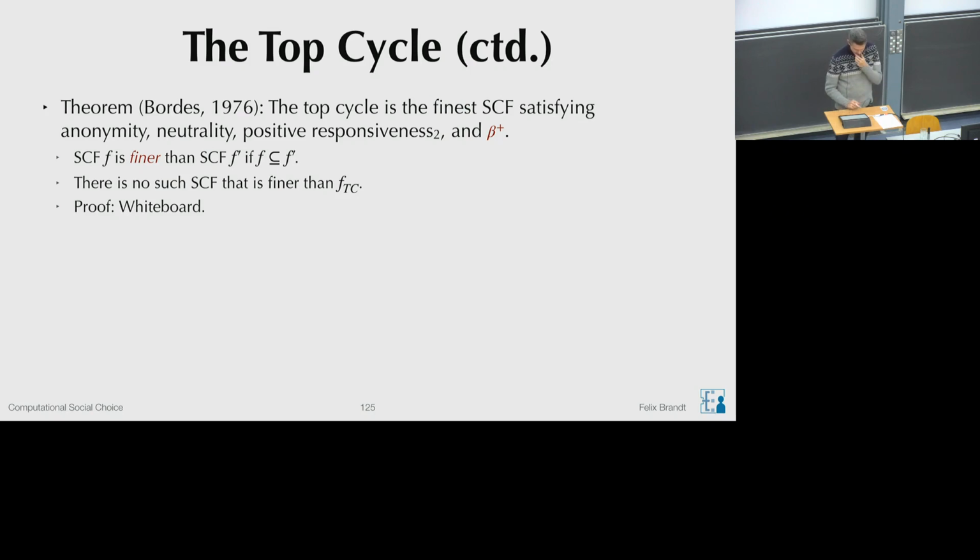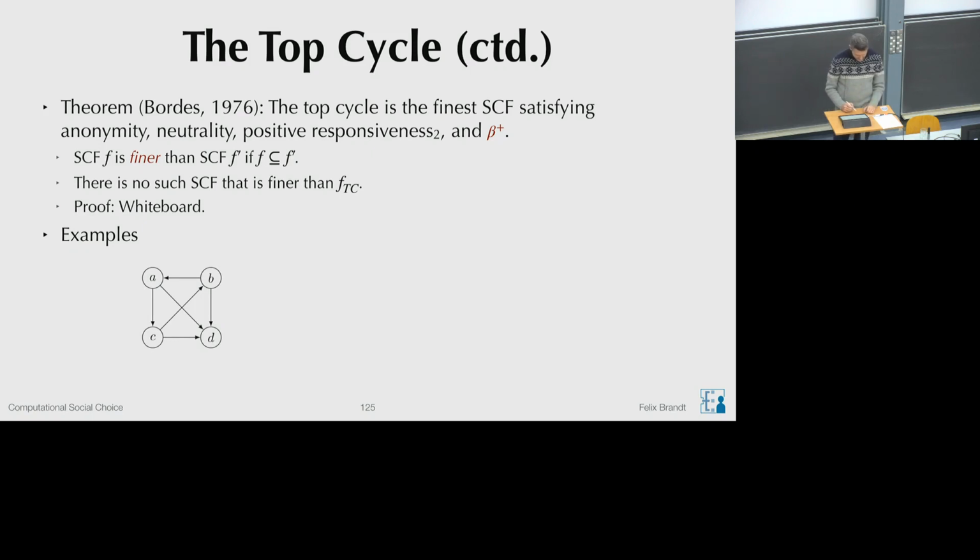Okay, now in the rest of the lecture, I would just like to get some more insights into the top cycle, and that will hopefully also help us eventually to either find an algorithm for computing the top cycle or prove that this thing is NP-hard to compute.